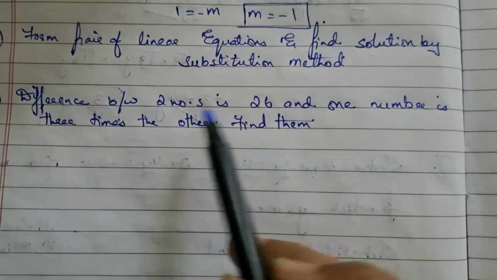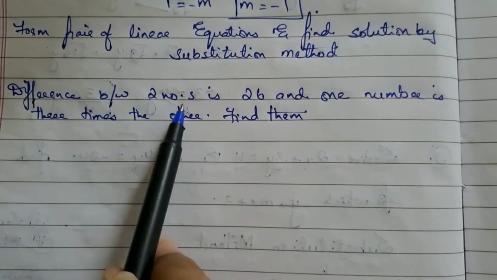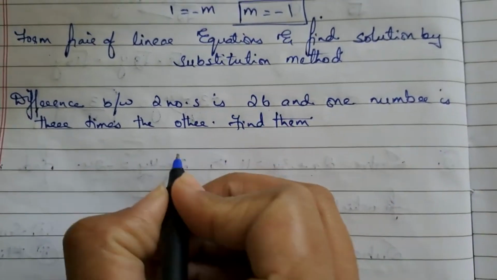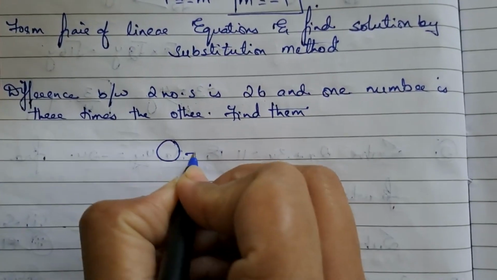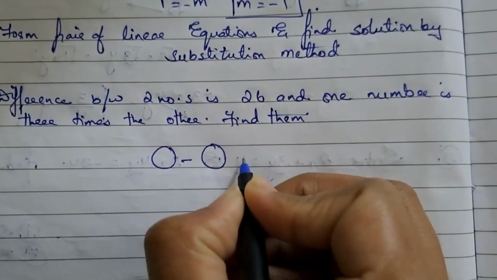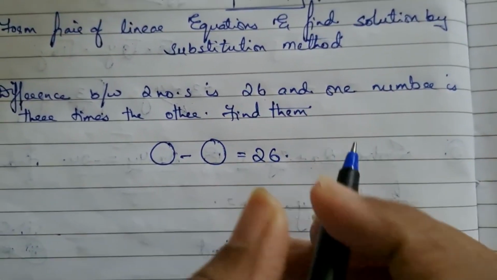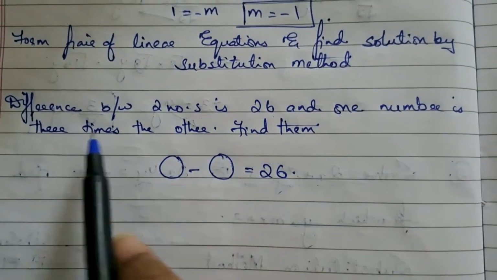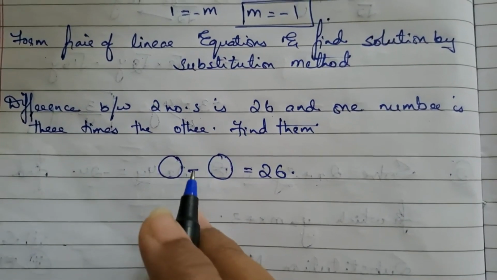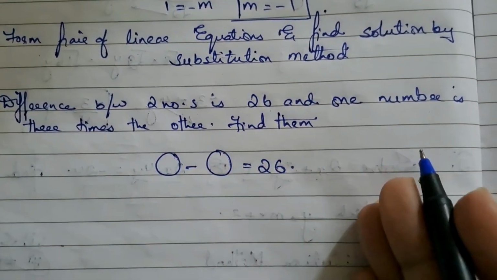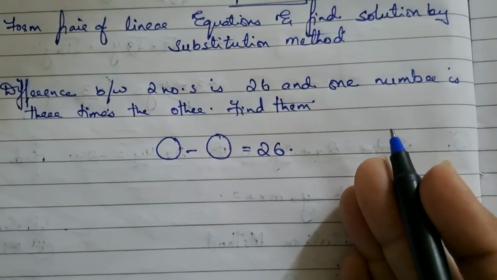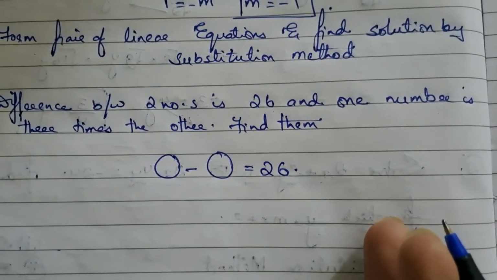Okay, so the first question says that the difference between two numbers is 26. There is number 1 and then there is number 2. When you're subtracting these numbers, the difference between them is 26. One number is 3 times the other number is what is given to me. So first of all, we don't know what the numbers are, isn't it?